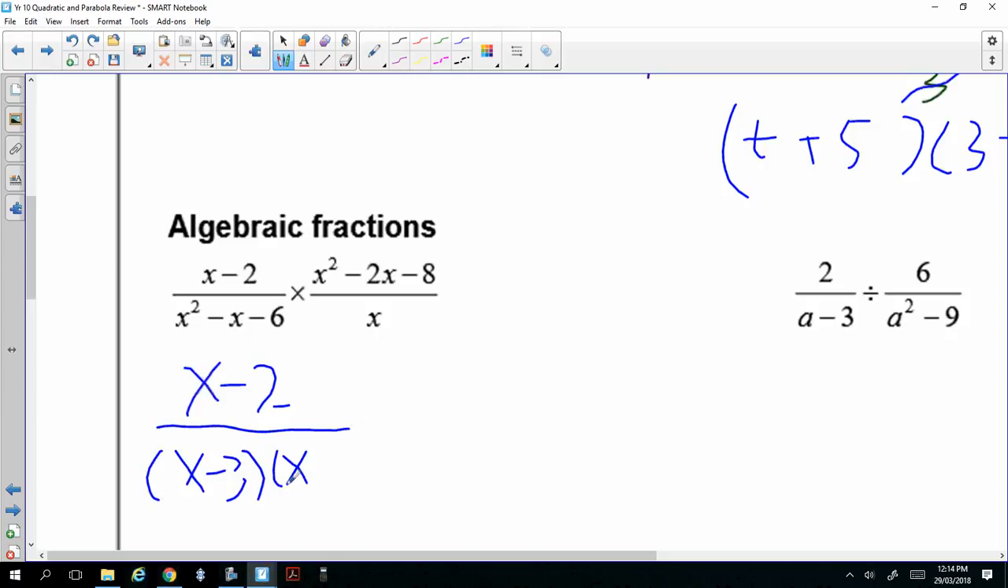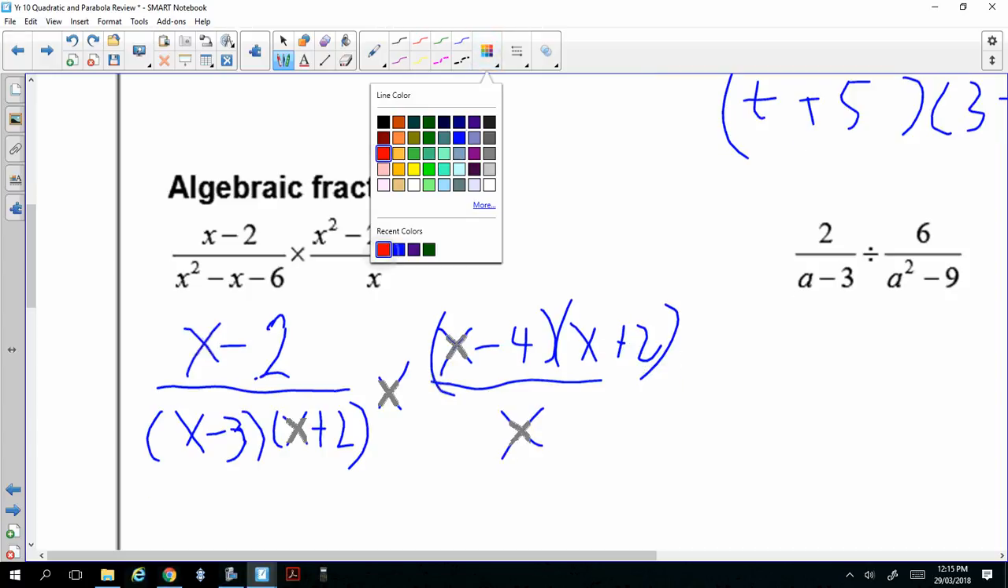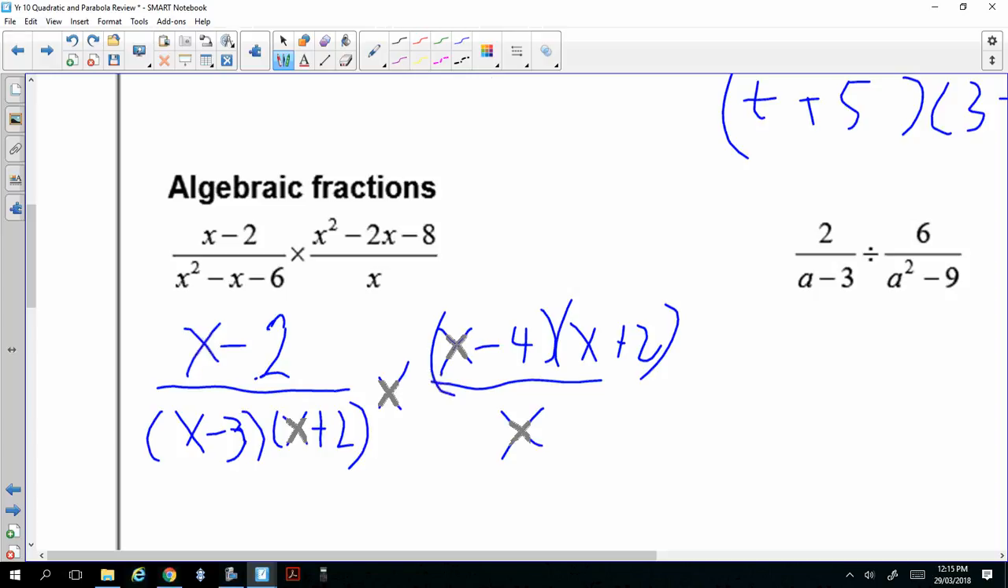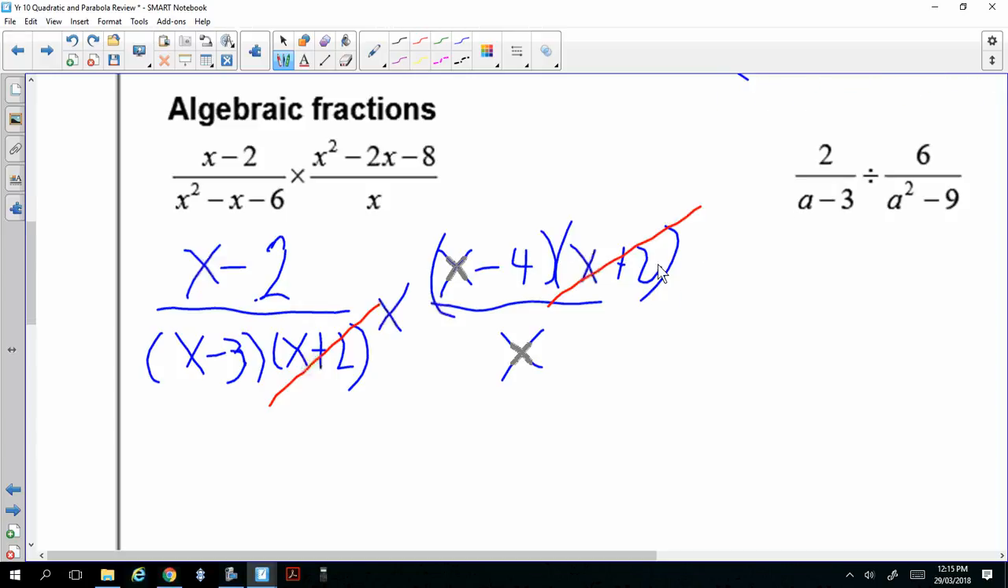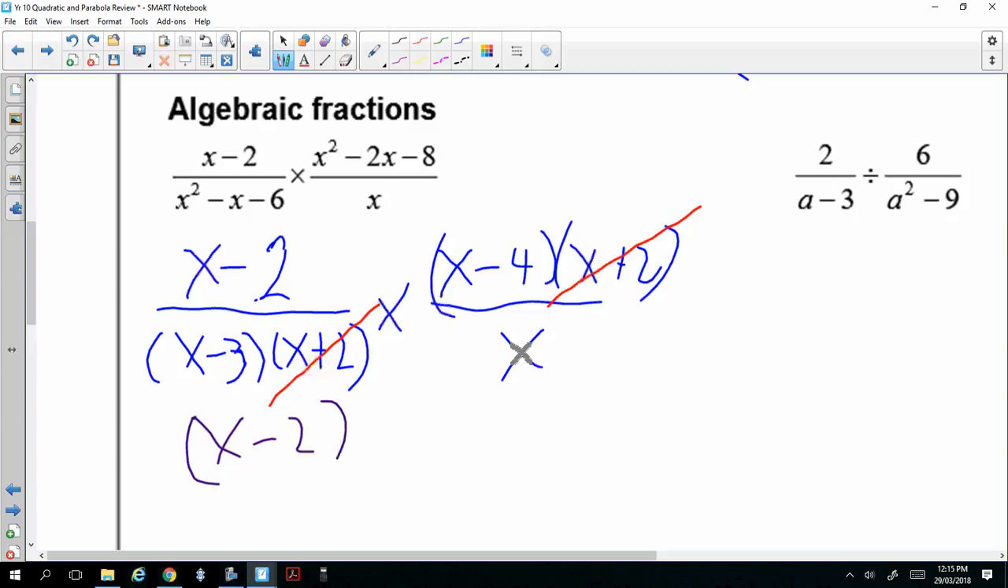And then we're going to do the next bit. The other bit is (x minus 4)(x plus 2) over x. And you'll notice that things get cancelled. Anything on the top cancels with anything at the bottom. So these two cancel. And that's all, isn't it? Anything left over, you just put next to each other. So you write (x minus 2) in brackets, (x minus 4). At the bottom, put x in front, (x minus 3). That is your final answer.